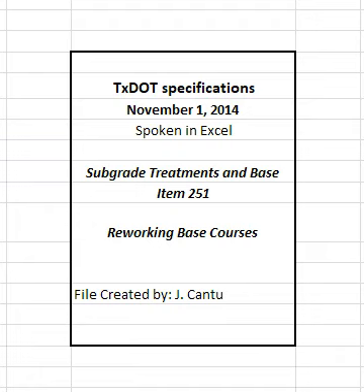Item 251. Reworking base courses. 1. Description. Refinish or rework existing base material with or without asphaltic concrete pavement. Incorporate new base material when shown on the plans.